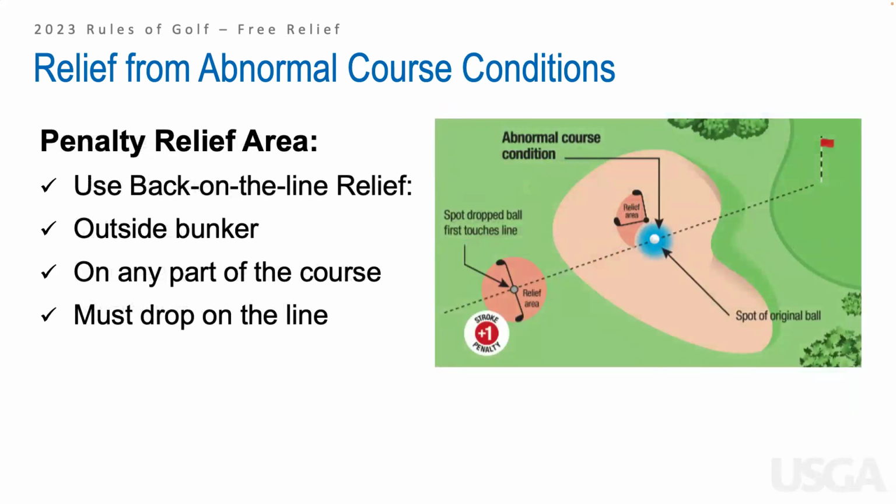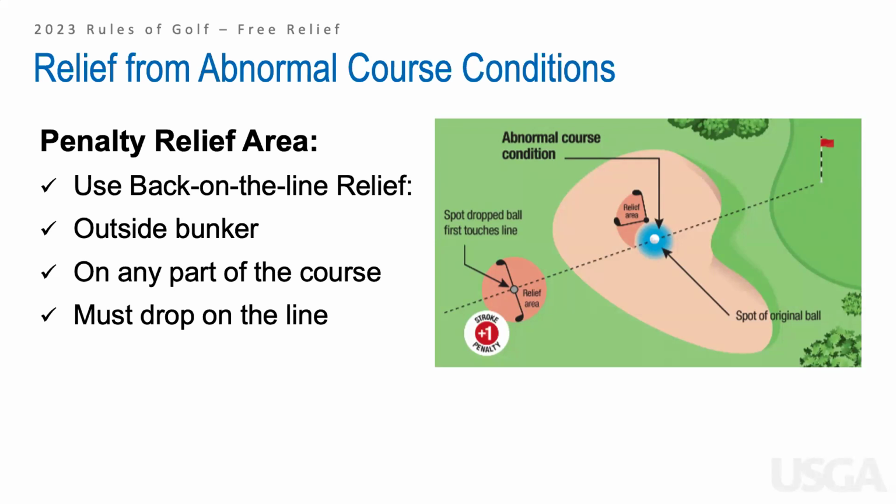You can, however, if you are taking relief from an abnormal course condition, take it out of the bunker using back on the line relief. You are going to be on the hook for a penalty though. So you'll see that there in the diagram, but you take it back on the line. So you'll keep the point where your ball originally was, the flag stick, and then you can take it back as far as you want on any part of the course. And you do have to drop it on the line.